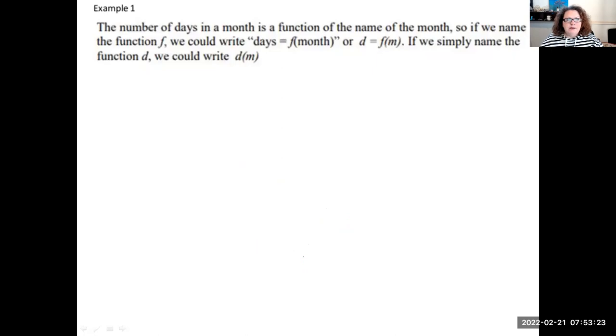Okay. Here's an example. The number of days in a month is a function. So I'm going to do just what they're saying: days of the month is a function of the name of the month. I can even write name of the month. I'm going to even make it broader than they have it.